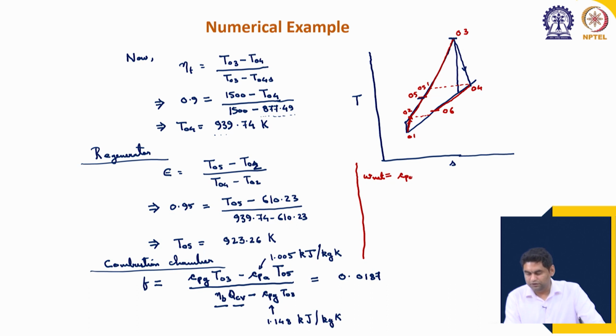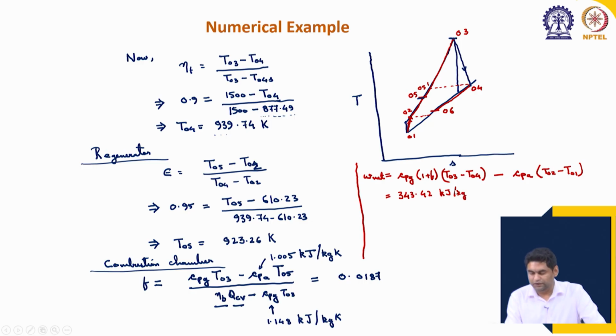Turbine work output CPG into 1 plus F into T03 minus T04, minus compressor work input, which is 1, mass flow rate of air is 1, into CPA into T02 minus T01. Everything again is known. So, from this you get the value to be 343.42 kilojoule per kg.